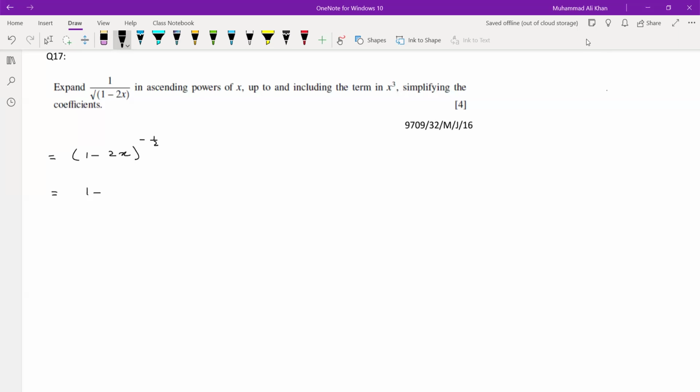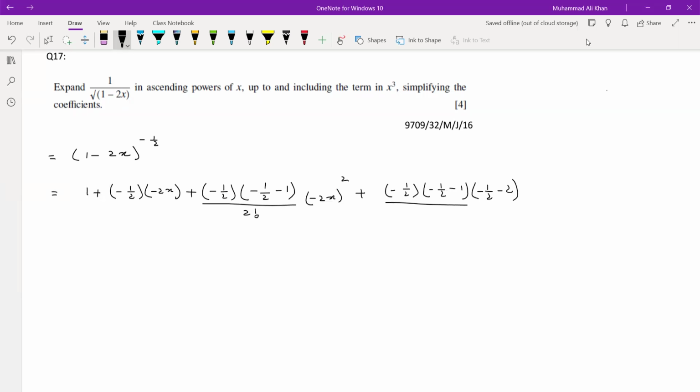So now it will be 1 plus n x plus n(n minus 1) upon 2 factorial x squared plus n(n minus 1)(n minus 2) upon 3 factorial x cube. We have to go up to x cube.